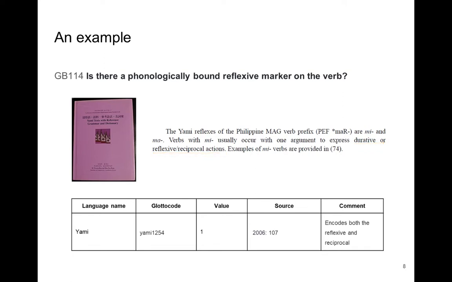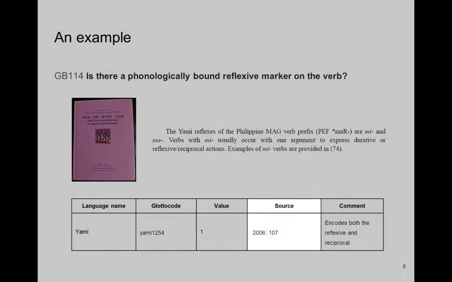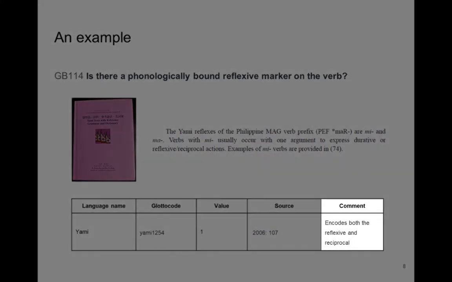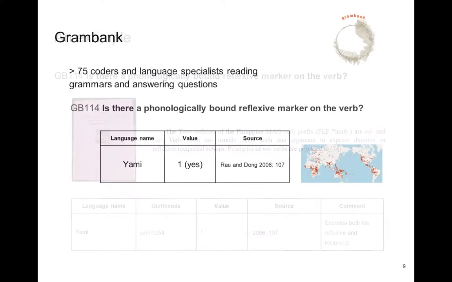And the way we have defined reflexive markers means that this is included, and therefore it gets coded as a 1, which means yes. And we note down what the source is and what page. And sometimes we also write a comment if there's something extra to say about it. We encourage to write as many comments as possible.